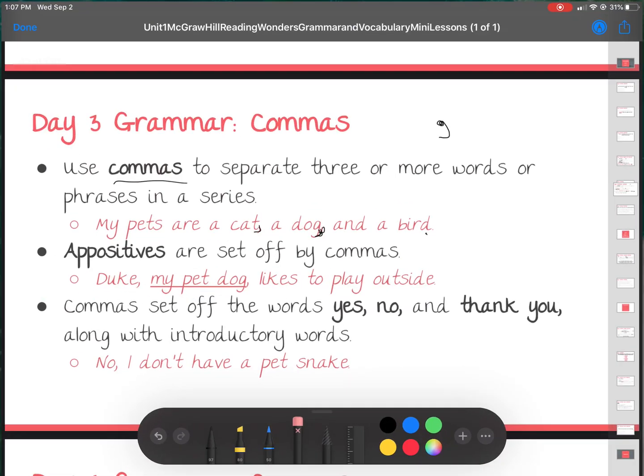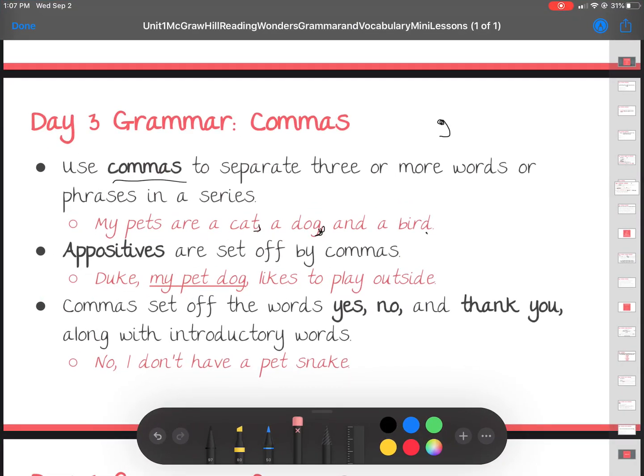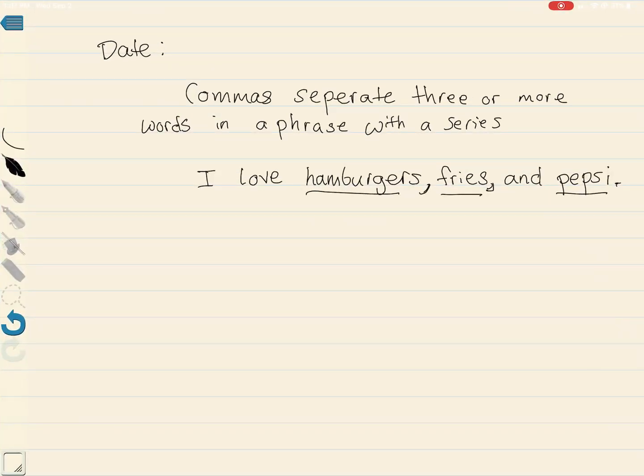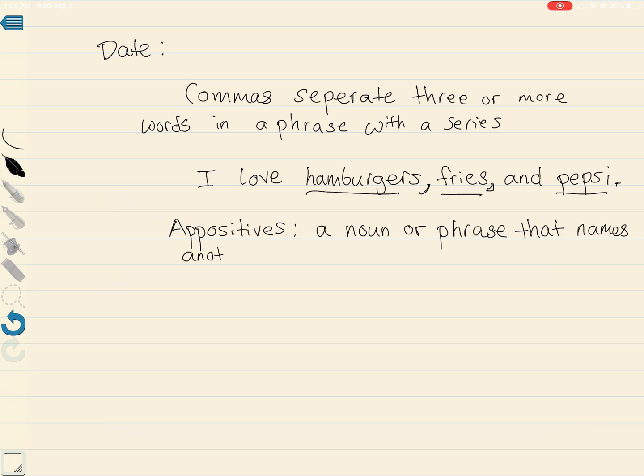Okay, back to our notes. Appositives are set off by commas. I want you to write this in your notes, please, because this word I don't know if you've heard before. Appositives. They are a noun or phrase that names another noun.